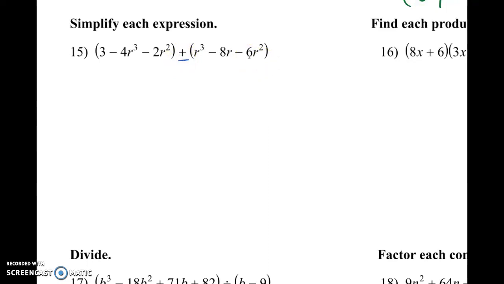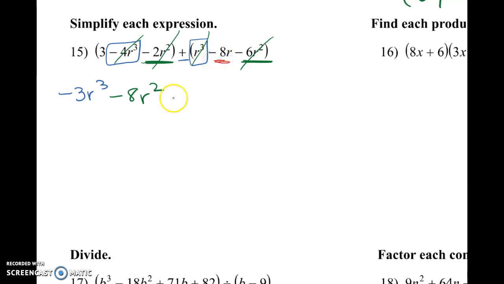Alright, number 15 says to simplify, and I have an addition in between, so I know I'm going to add these. I'm going to go ahead and look for like terms. So I have a -4r cubed and an r cubed. I always start with my highest degree first. So that's going to give me a -3r cubed. And then I'm looking for my r squareds. So here's my r squared and here's my r squared. -8r squared. Then I would have my r's, so here's a -8r and there's no other term to combine that with. And then last but not least, don't forget this 3 out here, so I have a +3.